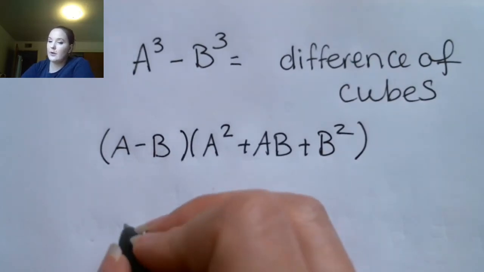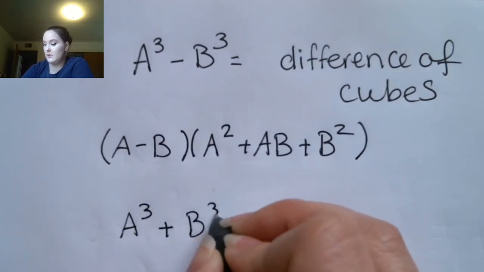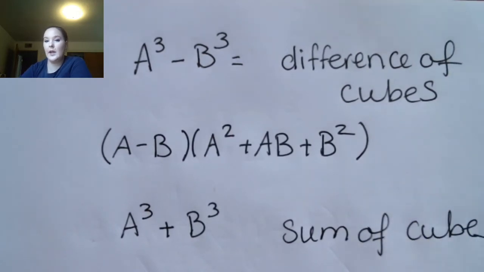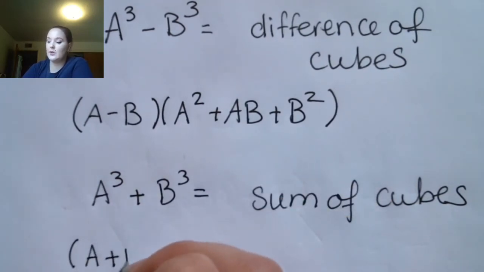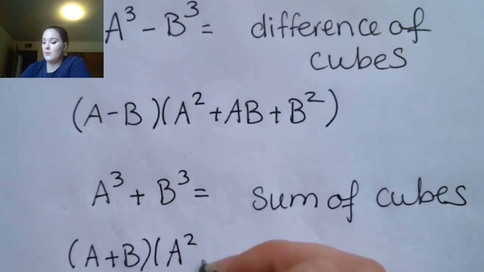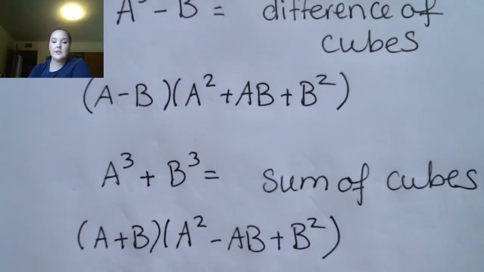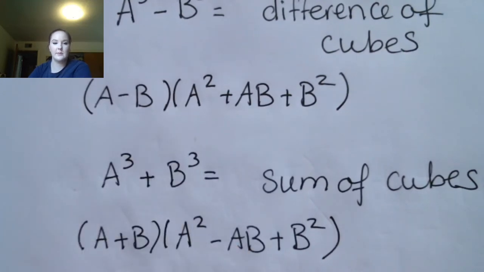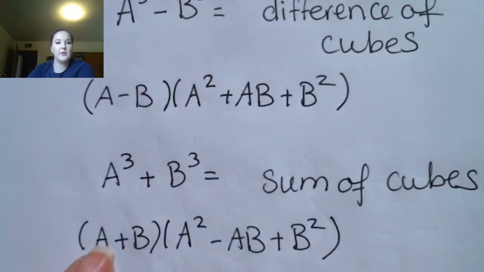We also have the sum of cubes. Unlike the sum of squares, this actually does factor. This factors as a plus b times a squared minus ab plus b squared. You can see that the difference between the two is the signs. This has negative and then positive. This one has positive and then negative. The sign from the first factor matches the sign from the original polynomial, which is how I remember it.